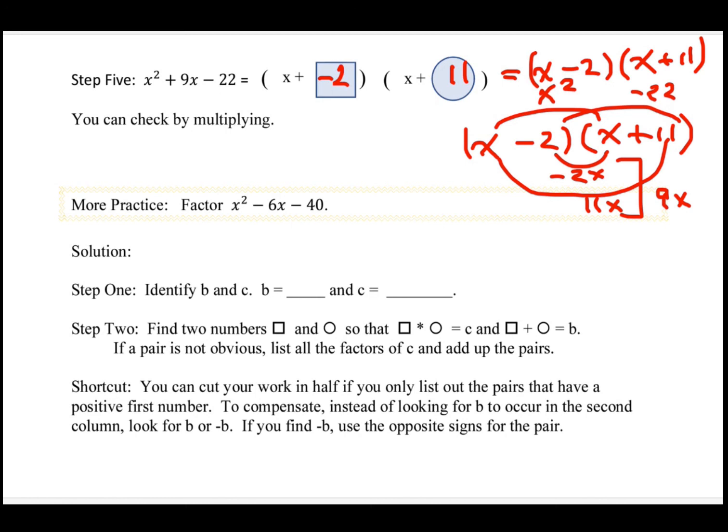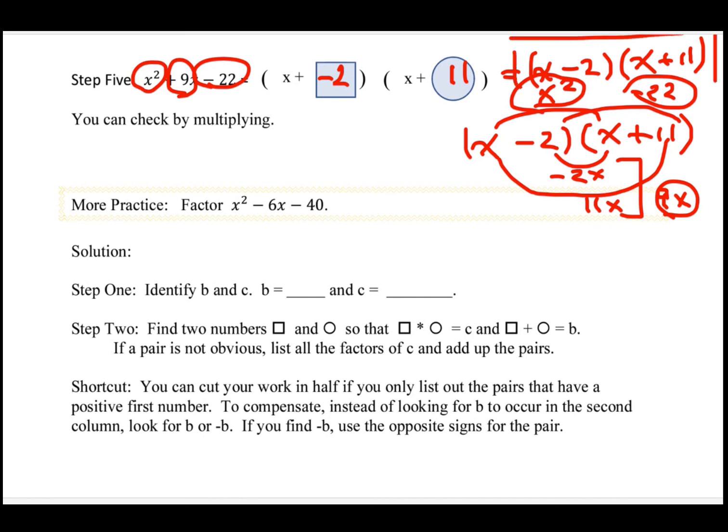So I'm going to double check. I have x squared, so that's my x squared. And I have a 9x, and that's my 9x. And I have a negative 22, and there's my negative 22. So I have just shown that my answer to my factorization, if you can read it anymore, is x minus 2 times x plus 11.